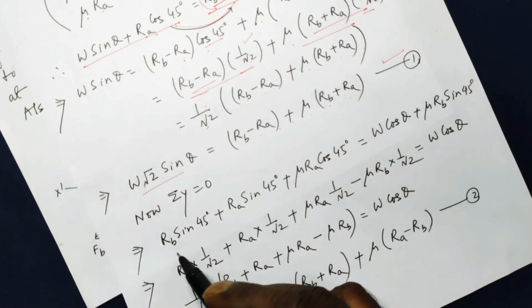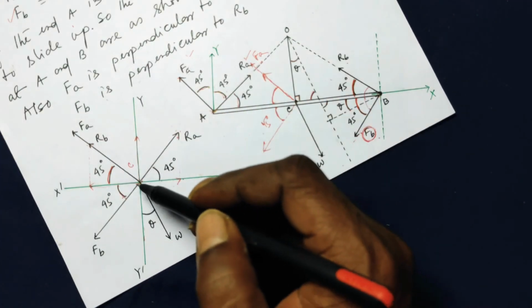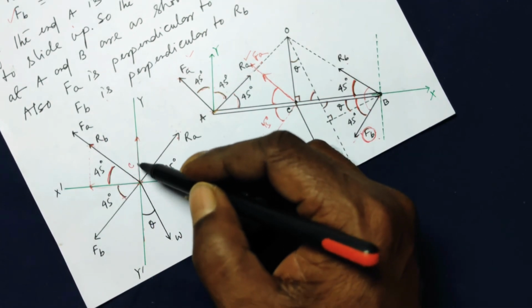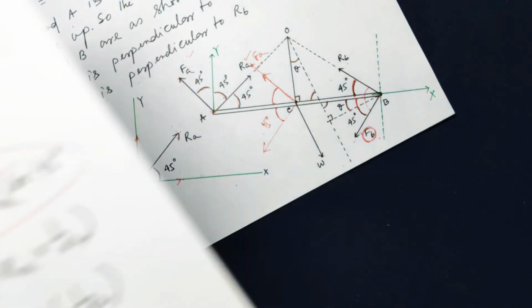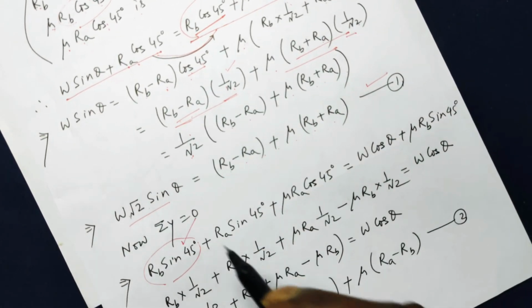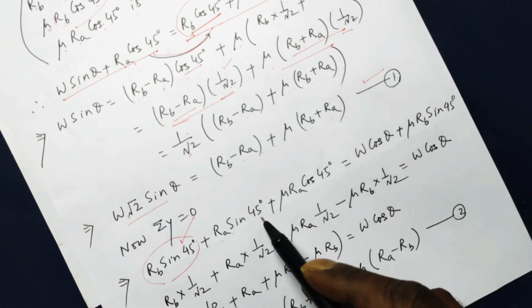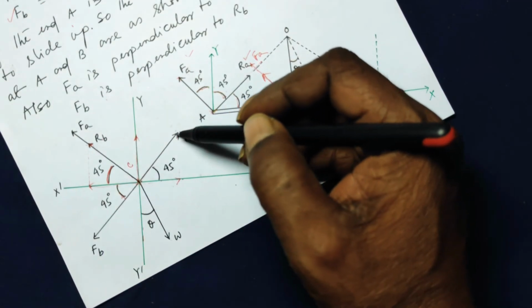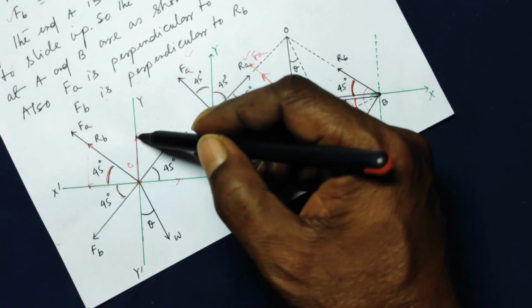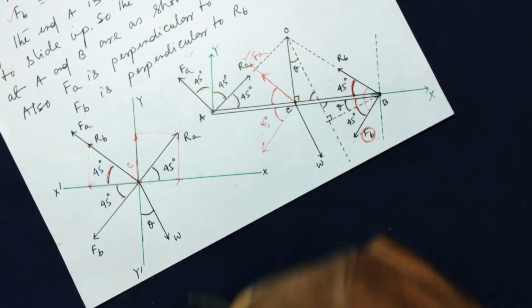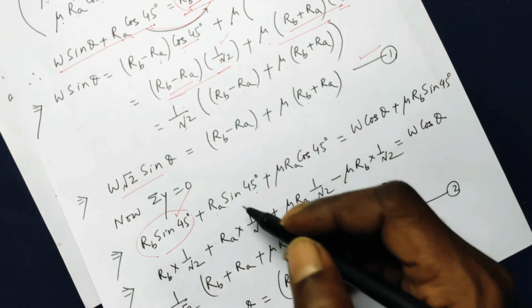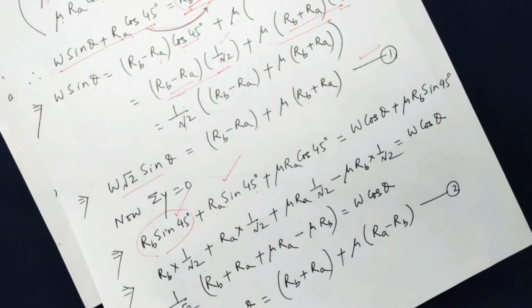Now apply sigma y is equal to 0. Now Rb sine 45. This is your Rb. If you drop a perpendicular, this length will be Rb sine 45 along positive y-axis. Ra sine 45. This is your Ra. If you drop a perpendicular, this length, the same as this length, will be Ra sine 45. That is also along positive y-axis.